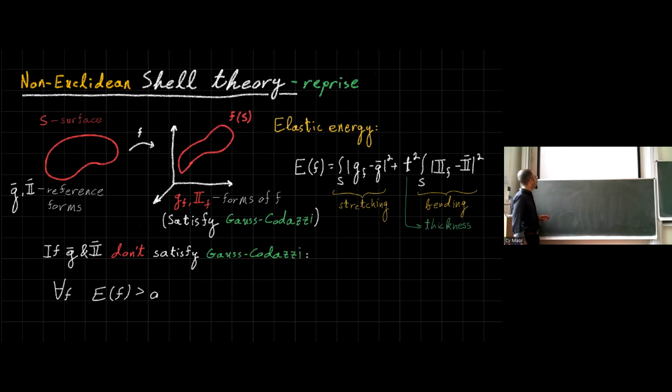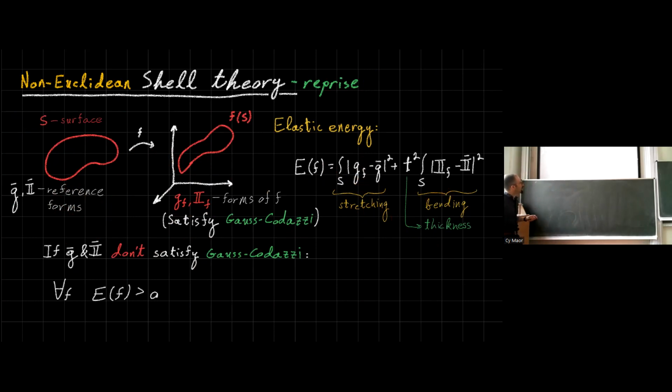Okay, so let us recap. We have a surface with a first and second fundamental form. We have its configuration into three-dimensional space, and then the first and second fundamental forms of the configuration must satisfy the Gauss-Codazzi system, and we have elastic energy that is stretching plus bending for each term.